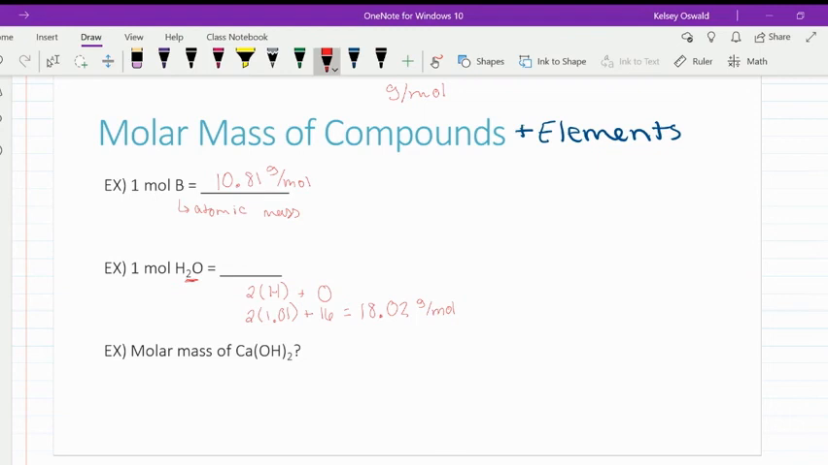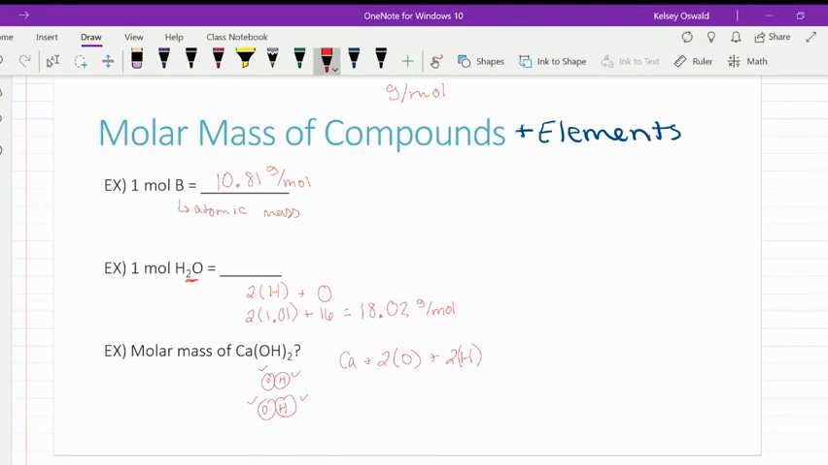All right, this last one is a little tricky because we have these parentheses. Remember, when we have these parentheses, this is saying that we have 2 OHs. Okay, so that means in this formula, we have 1 calcium, 2 oxygens, and 2 hydrogens.